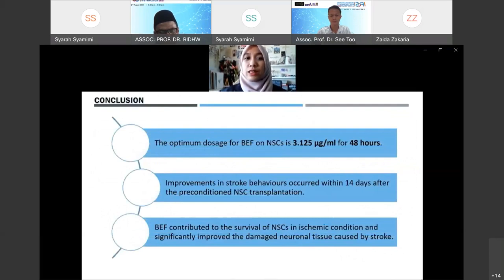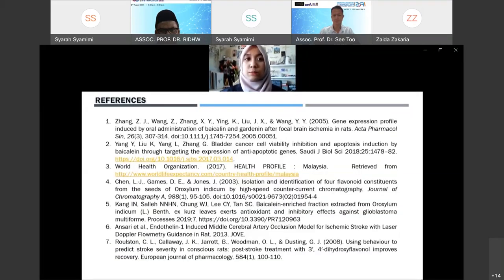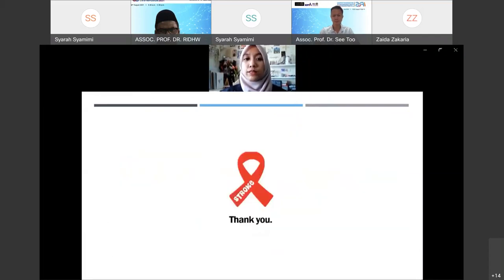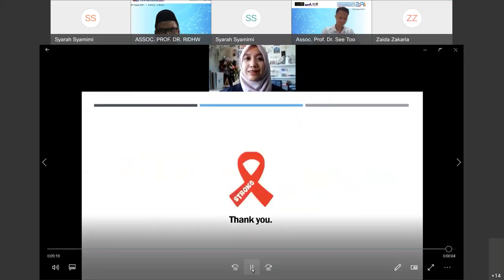In conclusion, the optimum dosage for baclyn-enriched fraction on neural stem cells is 3.125 microgram per mL for 48 hours. The improvement in stroke behaviors occurred within 14 days after the preconditioned neural stem cell transplantation, and the baclyn-enriched fraction contributed to the survival of neural stem cells in ischemic condition and significantly improved the damaged neuronal tissue caused by stroke. These are some of my references. Thank you.